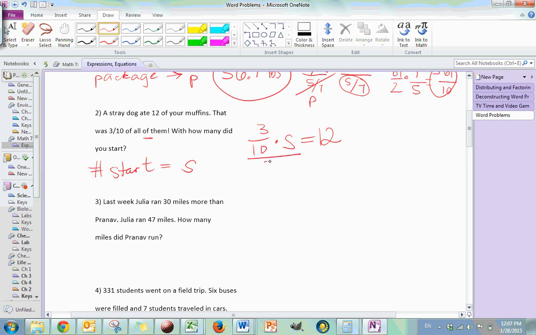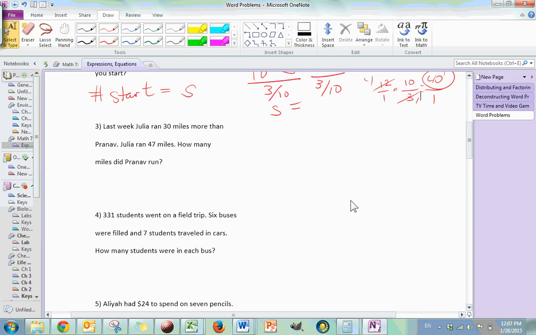And so we just divide by 3/10 on both sides. And we come out with S equals, and in this case it's going to be 12/1 divided by 3/10. So 12/1 times 10/3, the reciprocal. Cancel out a 3, 40/1. So my answer is 40 muffins.